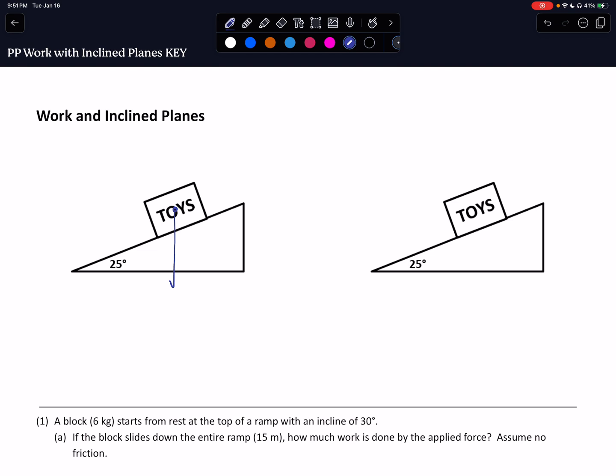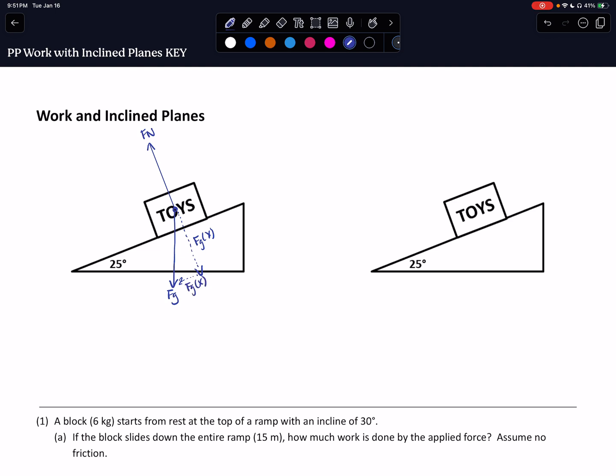you're going to have FG pointing directly down, and then opposite, you'll have your normal force, but they don't point directly opposite one another. The normal force is always perpendicular to the surface, so it's not directly across from FG this time, which means that I need to split that gravitational force into its X and Y components. So you can see here's my Y component, and then here is my X component.